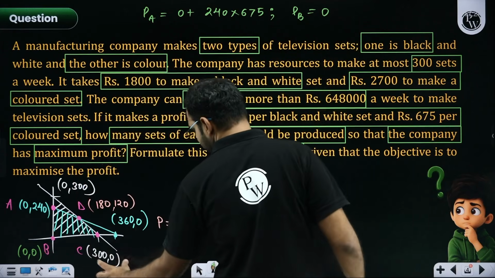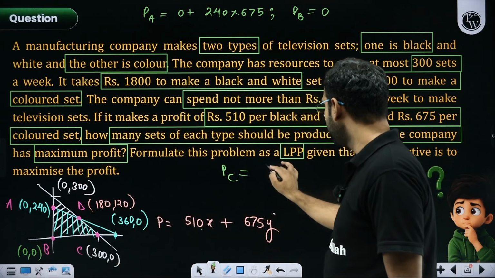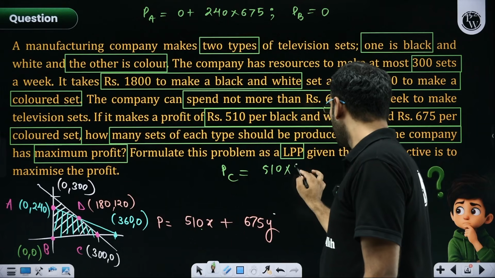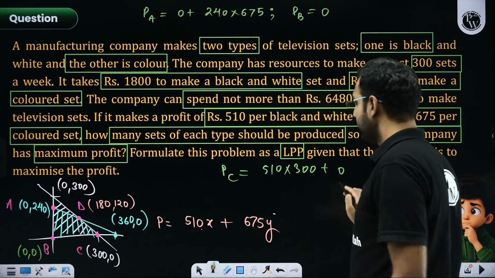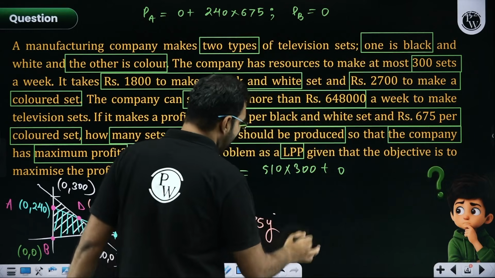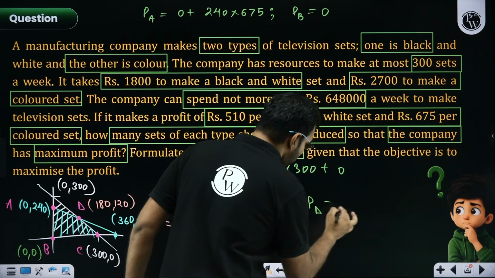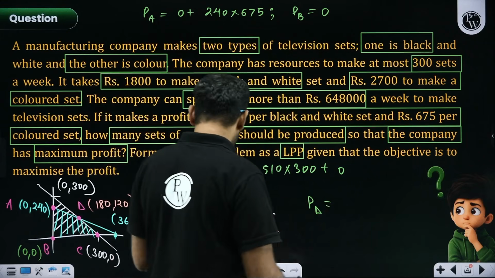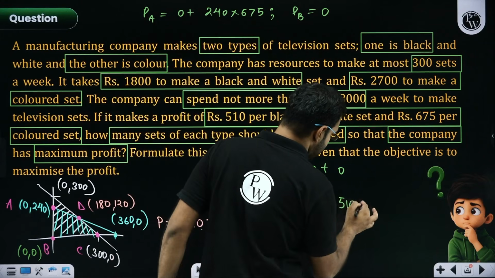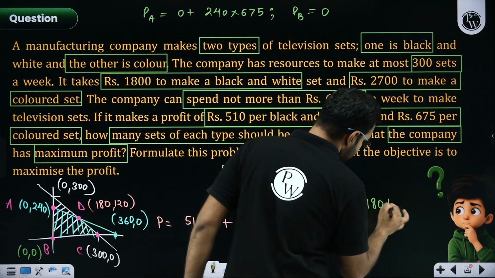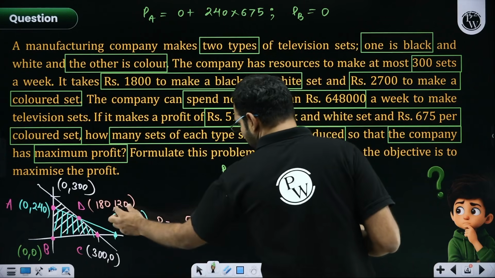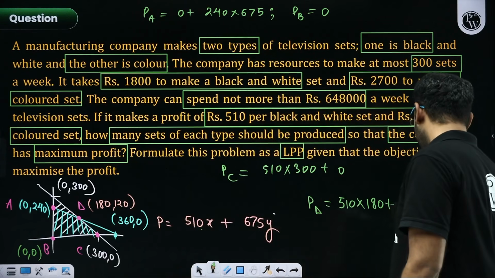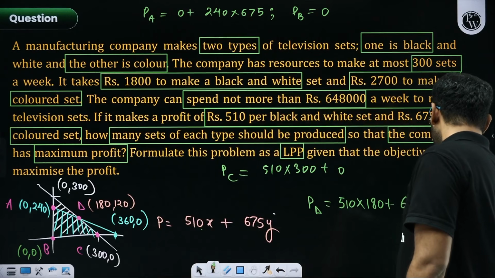Let me find profit at C. Profit at this point C will be 300 into 510, so 510 into 300 plus 0 into anything is 0. Then one more point I'm left with, profit at D. Profit at D will be 180 into 510, so 510 into 180, and I feel that this could be the highest, but still let's work it out so that you stay convinced. And there 120 into 675. So that will be 675 into 120.